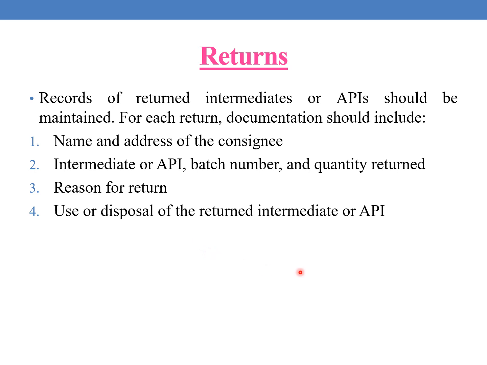Records of returned intermediates or APIs should be maintained. For each return, documentation should include the name and address of the consignee, intermediate or API batch number, quantity returned, reason for return, and use or disposal of the returned intermediate or API.